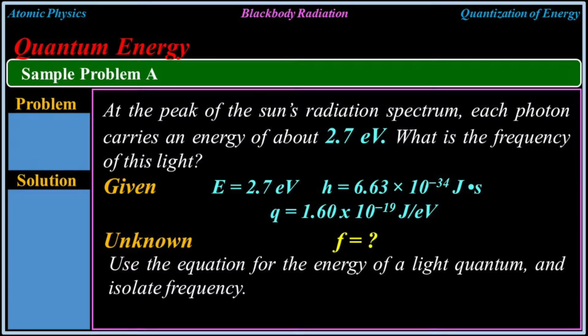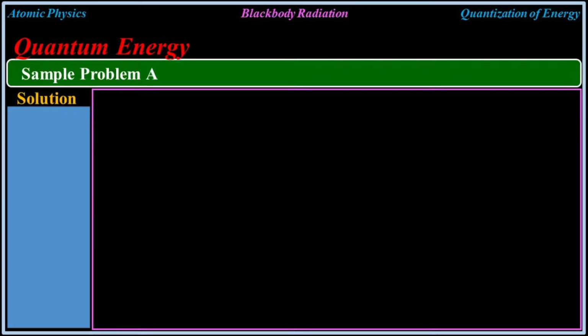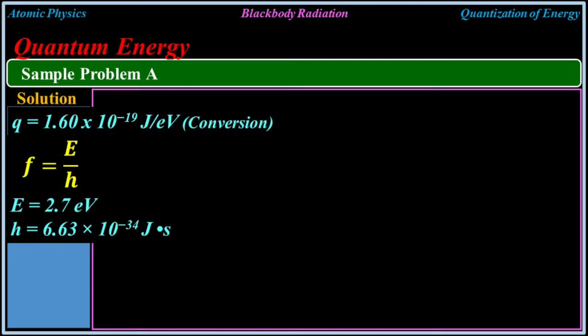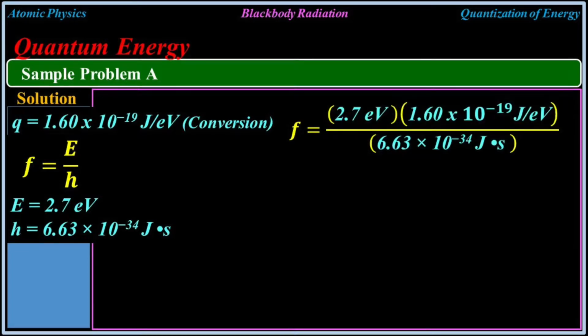Use the equation for the energy of a light quantum and isolate frequency. There's E equals hf, f equals E over h, and now there is the conversion factor. f equals E over h. There's the givens and the constants. I'm going to plug in.